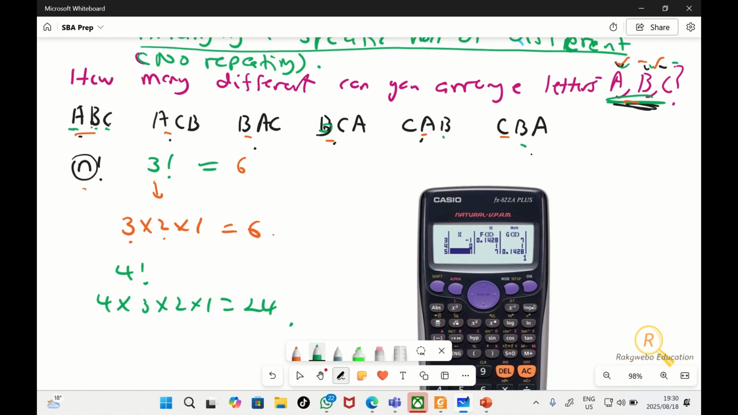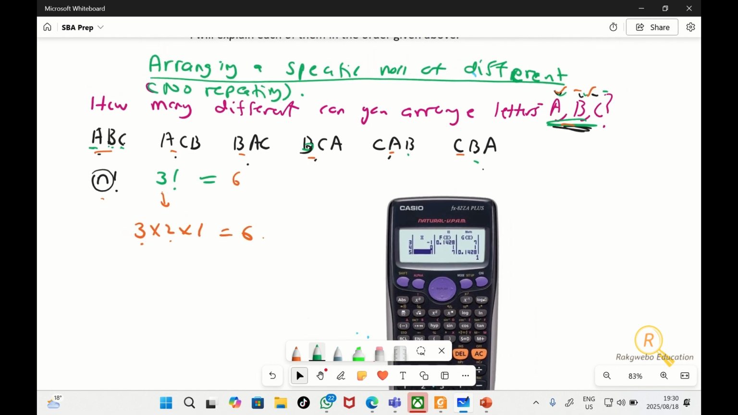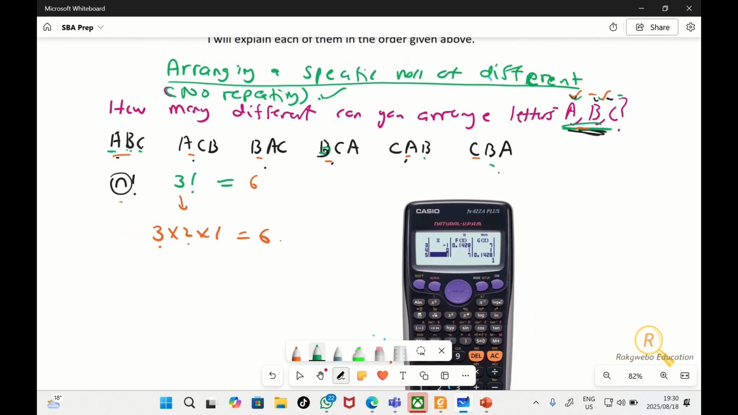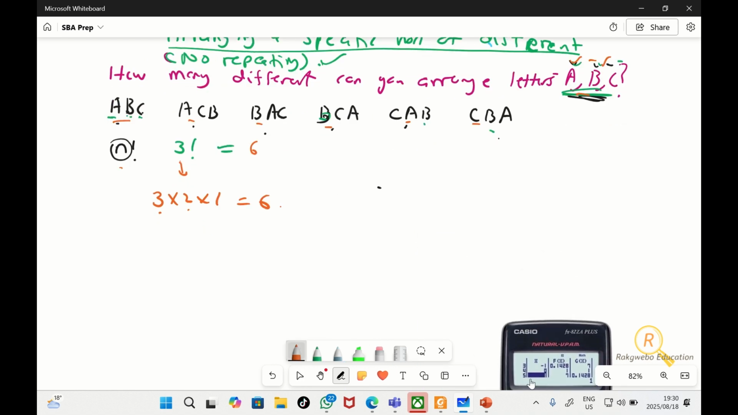Yes, 5 factorial is 5 times 4 times 3 times 2 times 1. So it is very, very important, guys, that you understand this type of arrangement. Very, very important, no repeating. I'll ask you another question under the same type of arrangement.